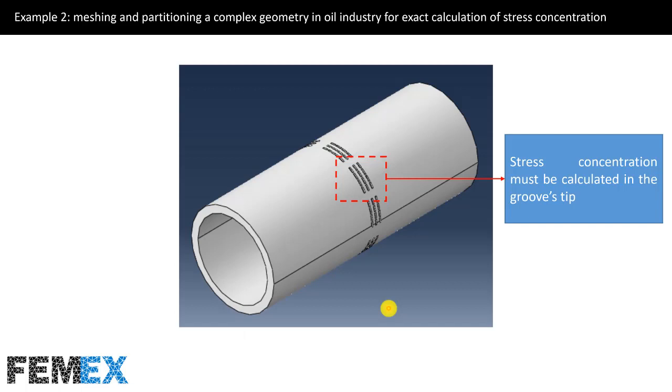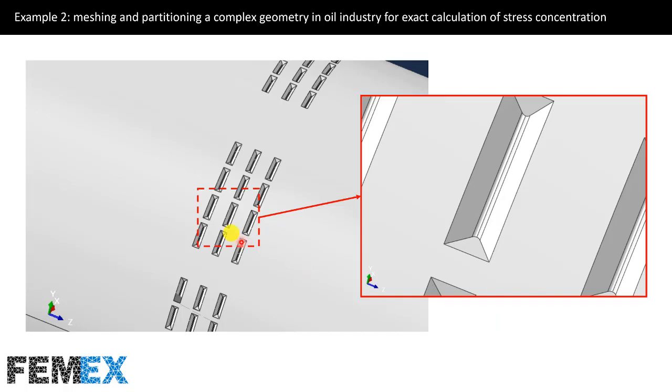Now I want to talk about example 2, meshing and partitioning a complex geometry in the oil industry for exact calculation of stress concentration. Here we have a hollow cylinder and at the middle of the cylinder there are a lot of grooves. And we want to calculate the stress concentration at the tip of one of the grooves. This is the target groove. And here you can see its geometry and this is the groove's tip.